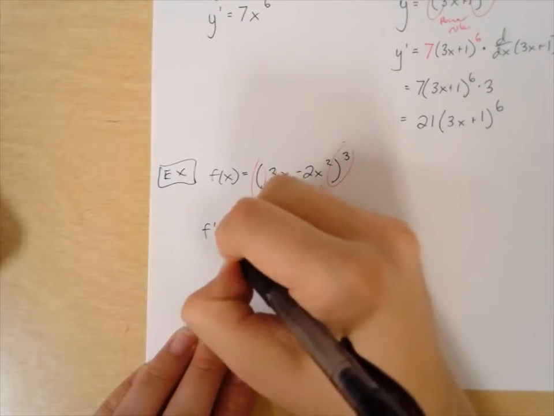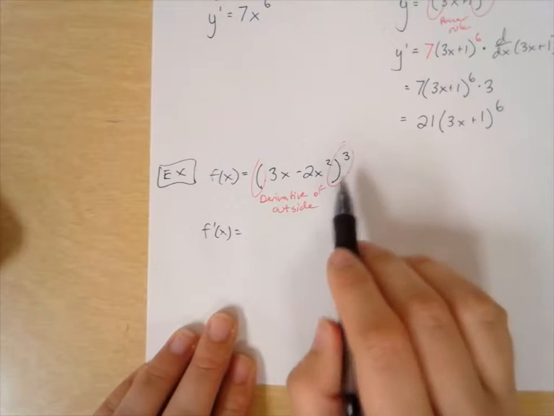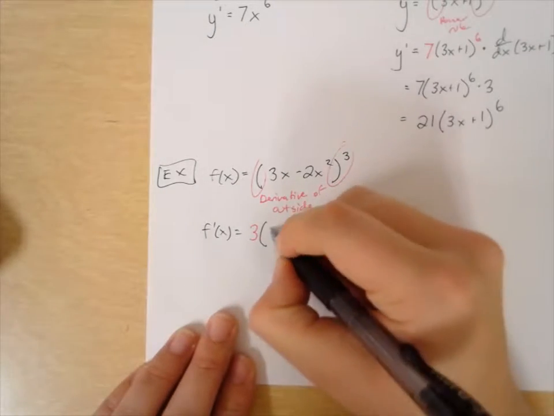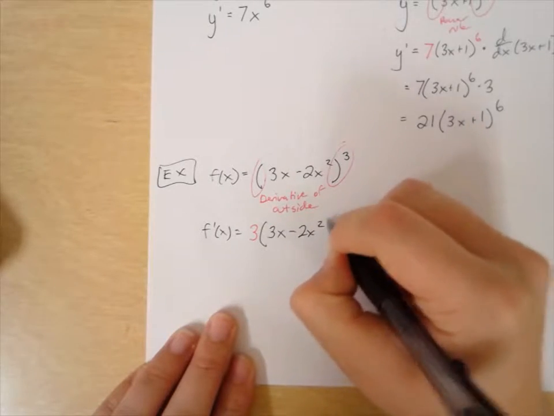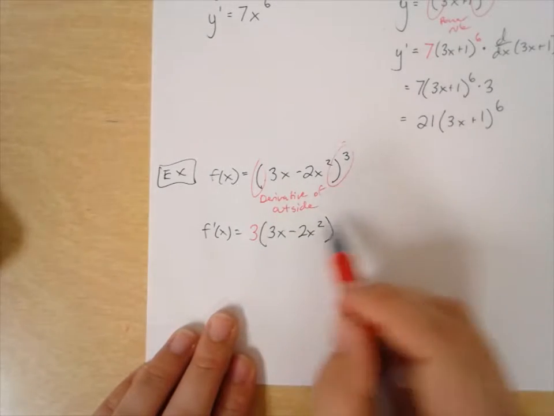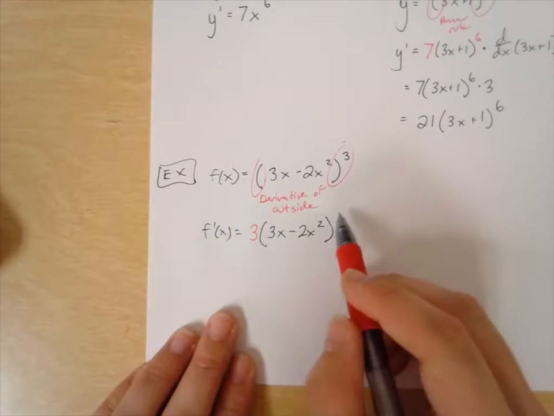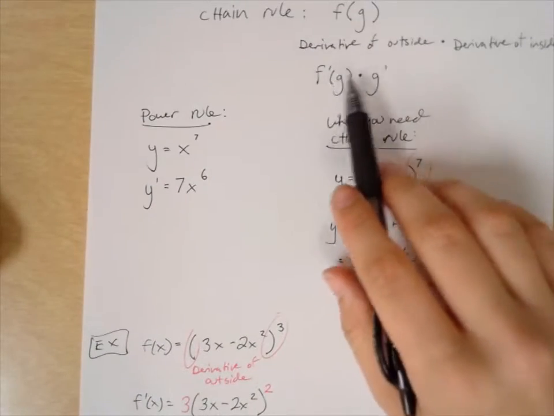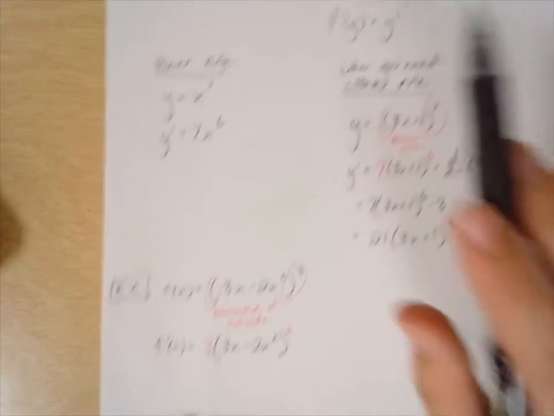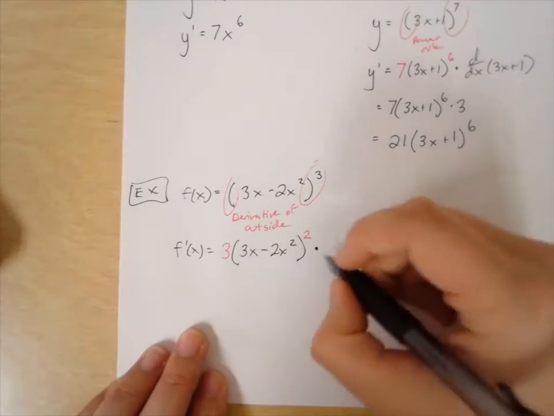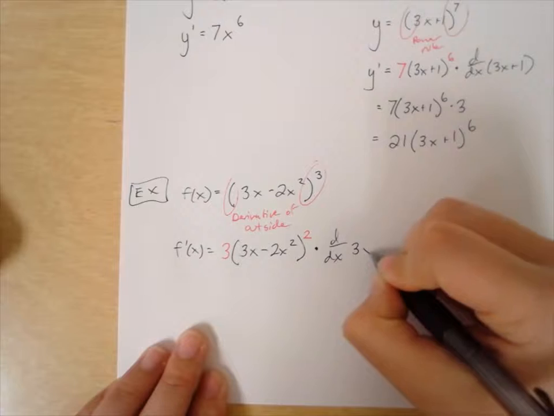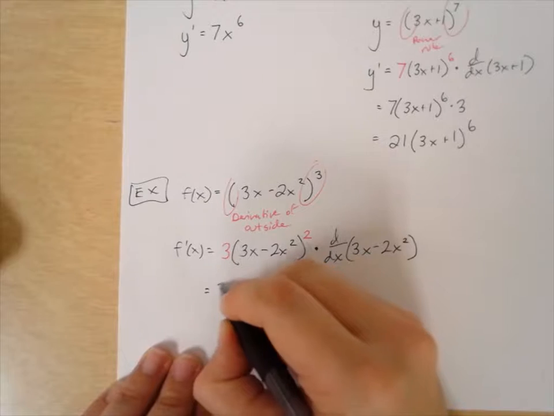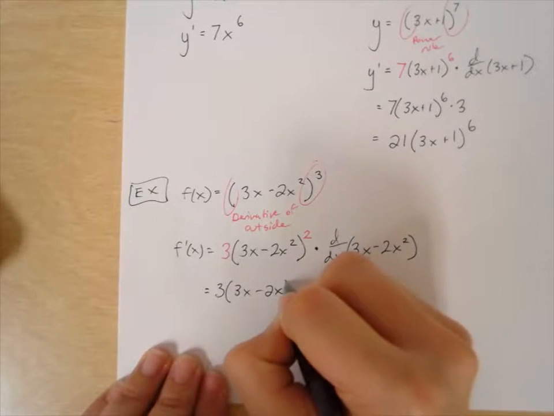So when we take f prime of x, we're going to take the derivative of the outside. We're going to use the power rule. So we're going to put our 3 in front, keep what's inside, keep 3x minus 2x squared. And then using the power rule, we put the 3 in front, and then we do 3 minus 1, so we'd get to the 2. And remember, the rest of the chain rule says that we have to multiply also by the derivative of what's inside. So we're going to multiply by the derivative of 3x minus 2x squared.